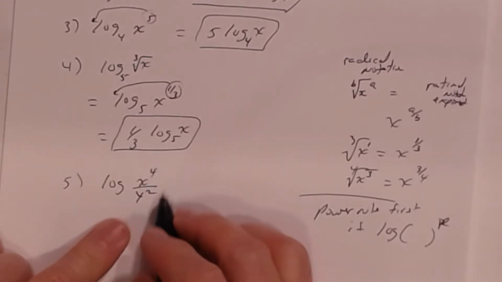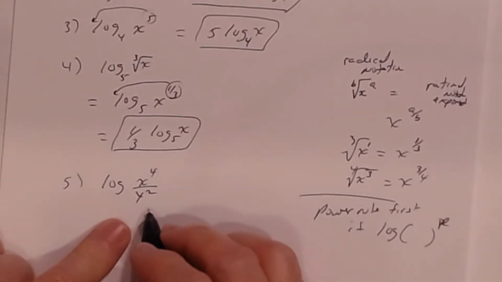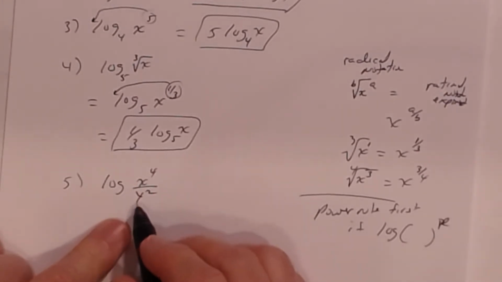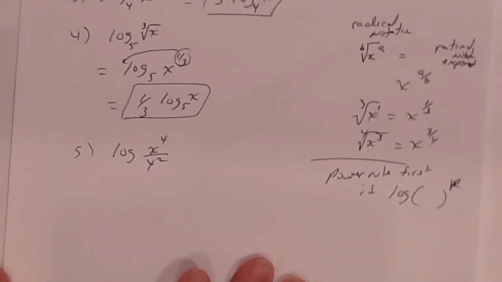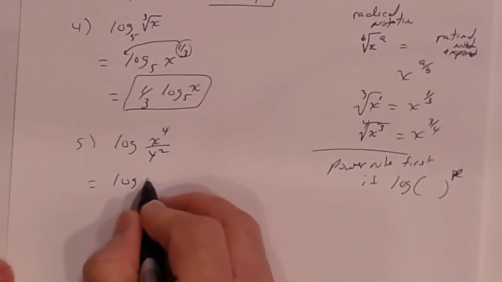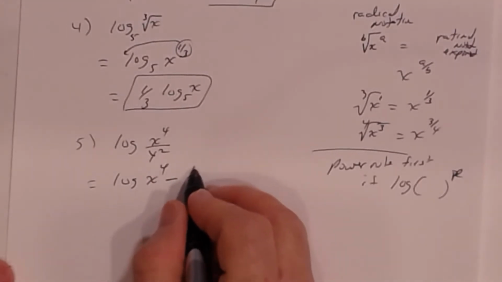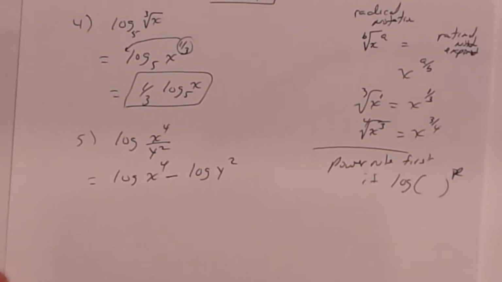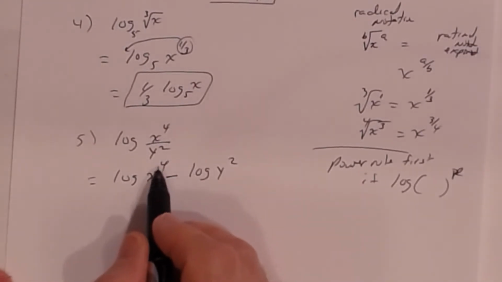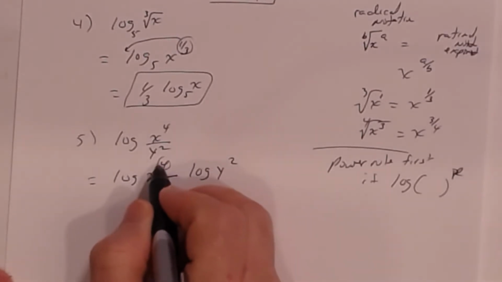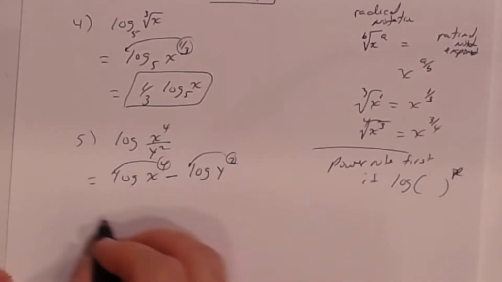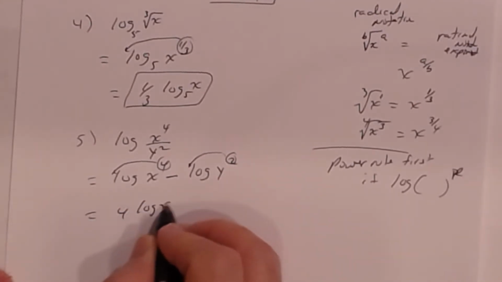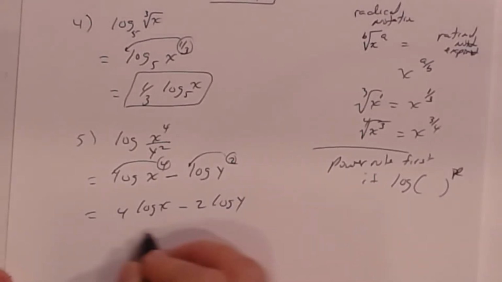Is this whole thing being raised to the 4th power? No. Is this whole thing being raised to the 2nd power? No. So I have to use the quotient rule first. So this becomes the log of x to the 4th minus the log of y squared. And now I can use the power rule next, because I have x to the 4th power, so I can pull this 4 out in front, and I can pull this 2 out in front. So our answer becomes 4 log of x minus 2 log of y.